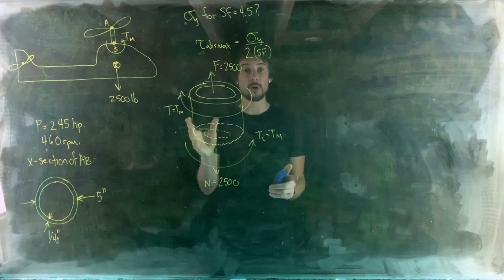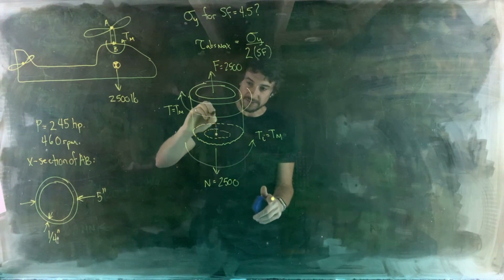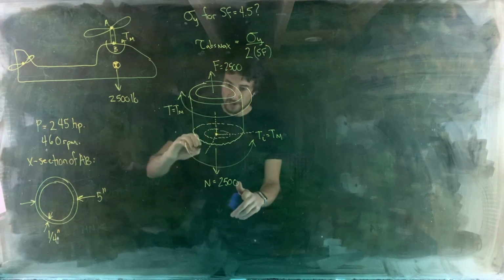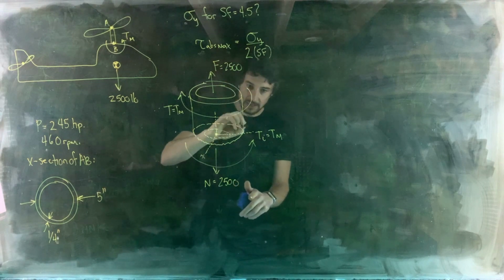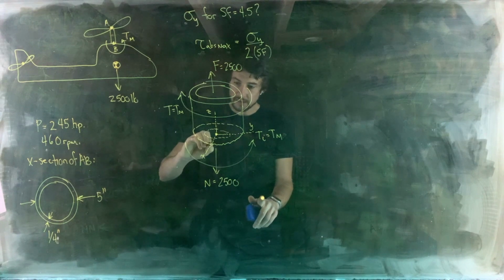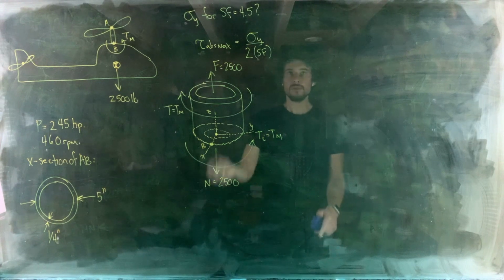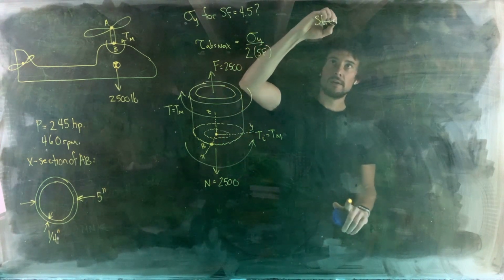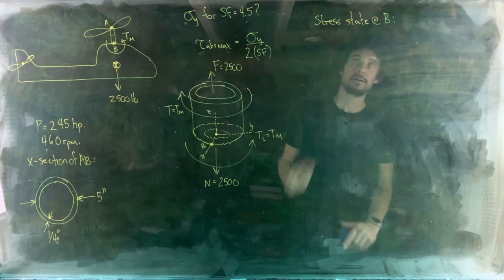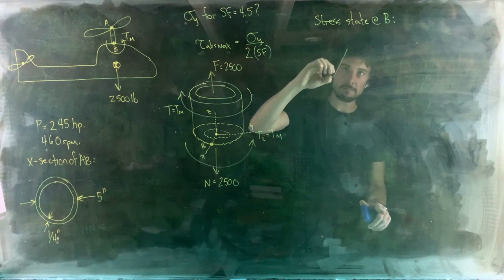So let's just set up our coordinate system, and then we'll take a point as our point of interest that's on the circumference. So here's our coordinate system. Let's do X again, Y, and Z like that, and make this our point of interest, point B there. So the stress state at B looks like the following. So let's draw our volumetric element at point B.